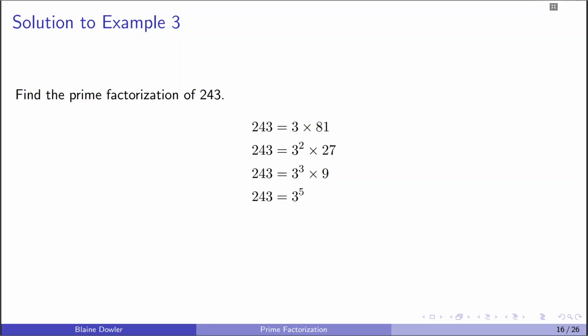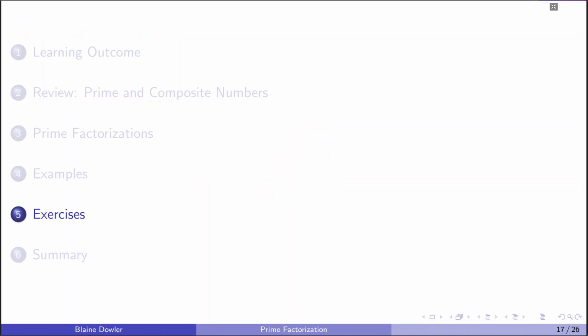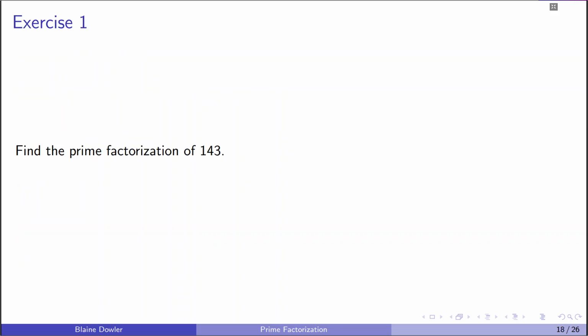So these are our examples. Let's give you a chance to do some exercises of your own. First, we're going to find the prime factorization of 143. Pause now and take the time you need.